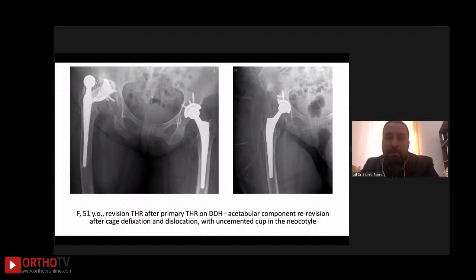And the acetabular component, we have re-revised it after the cage defixation and dislocation, as we can see in the left picture. And we have managed to insert the small uncemented cup in the neocotyl, also using bone grafting from the iliac crest in order to ensure the apex of the cup with a good stability. And she is very well now.